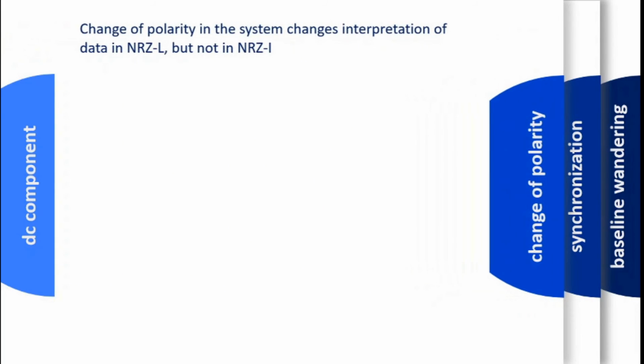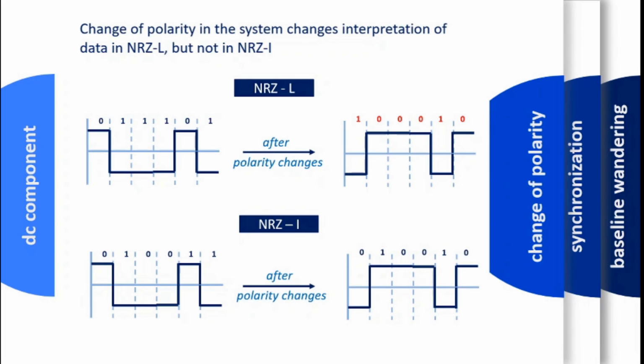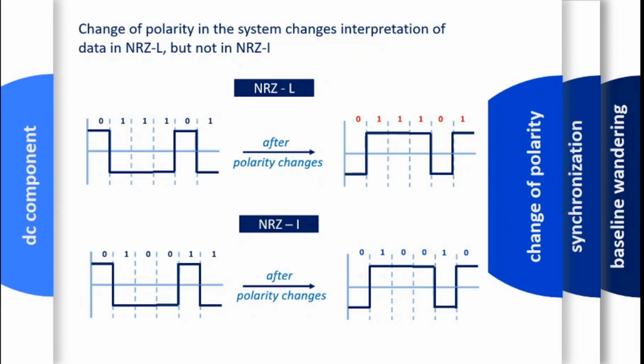Another problem with NRZ-L occurs when there is a sudden change of polarity in the system. If the polarity of the system changes, the signal is inverted. As a result, all zeros are interpreted as 1 and all ones are interpreted as zeros. However, NRZ-I does not have this problem because in NRZ-I, bit value is not determined by voltage level.